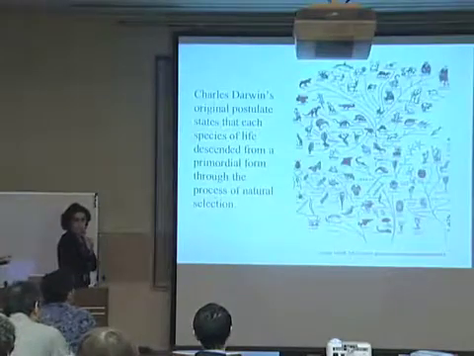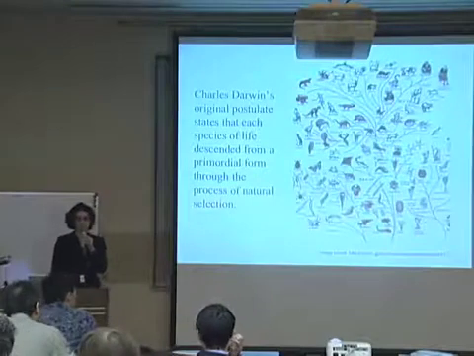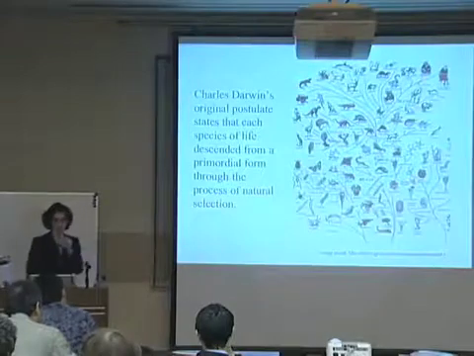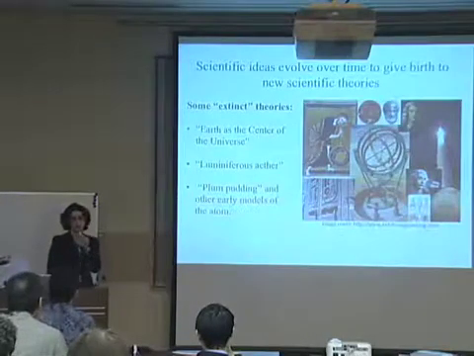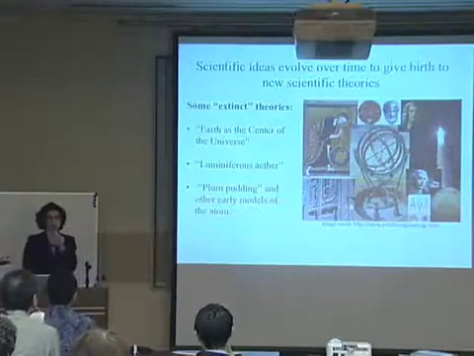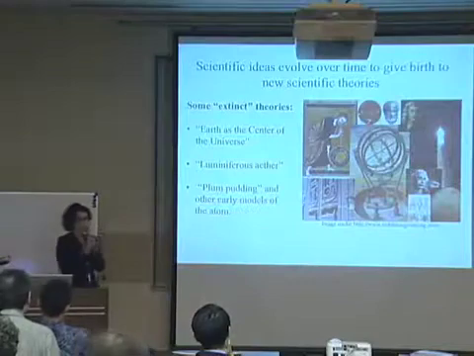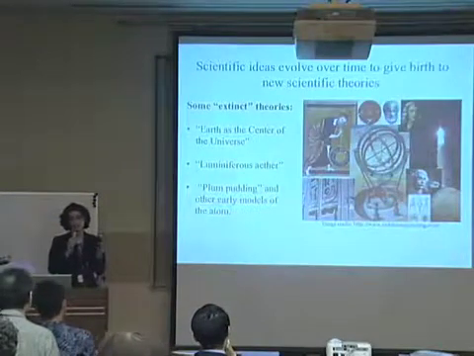So, well, we all know that Charles Darwin's original postulate states that each species of life descended from a primordial form through the process he called natural selection. Now, in science, we could also think of ideas evolving over time to give birth to new scientific theories. So what you see here is a list of some of the theories that became extinct. There's a long list. I just selected a few.